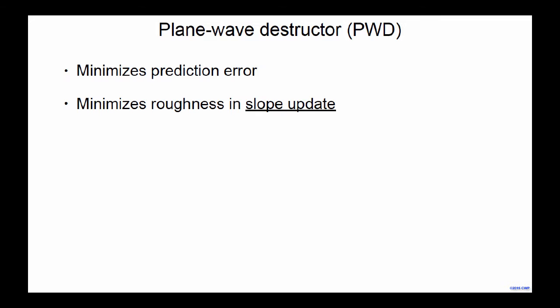However, I need to emphasize that this minimization of the roughness is on the slope update, which means if we were to supply the plane wave destructor method with an initial model or initial slope value that contained discontinuities, say the output from the structure tensor method, these discontinuities would remain because the smoothness only occurs for the slope update and not the slope image itself.